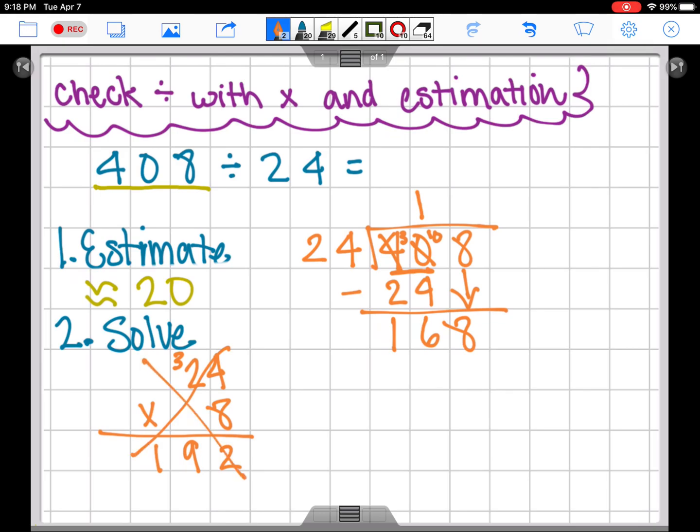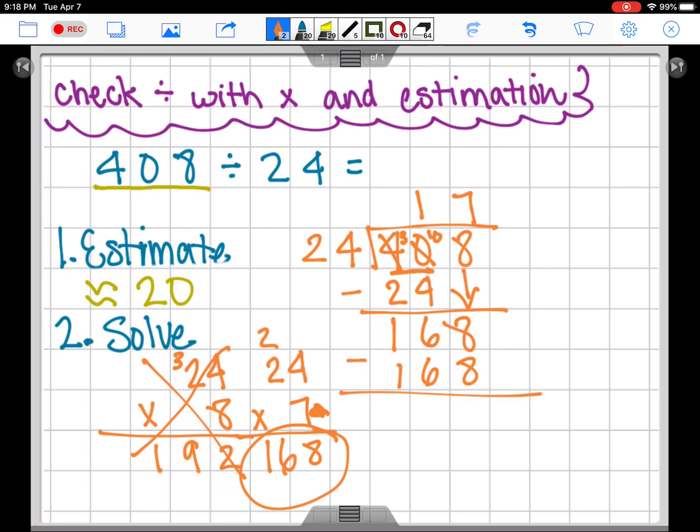Let's try another one. Let's just go down to 7 and see if that works. Seven times 4 is 28. 7 times 2 is 14, plus 2 is 16. Hot diggity dog. That's the exact number we're trying to get to, so we can put this 7 right up here. 7 times 24, we already know, because we just did it, is 168. Do some subtraction. We got nothing left. I love it. So we came up with 17 as our quotient.